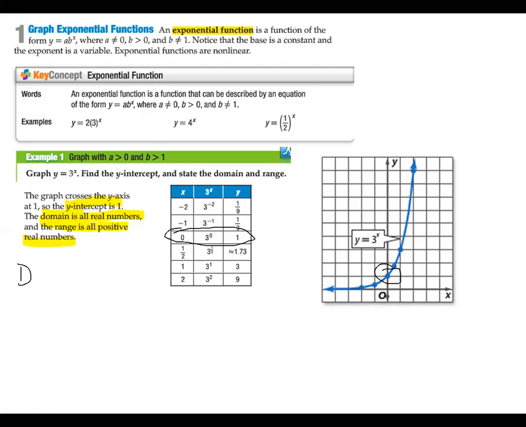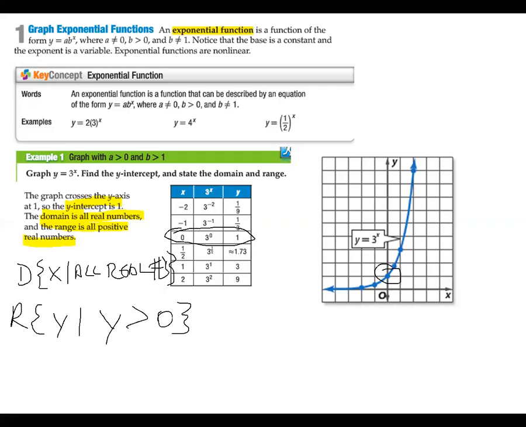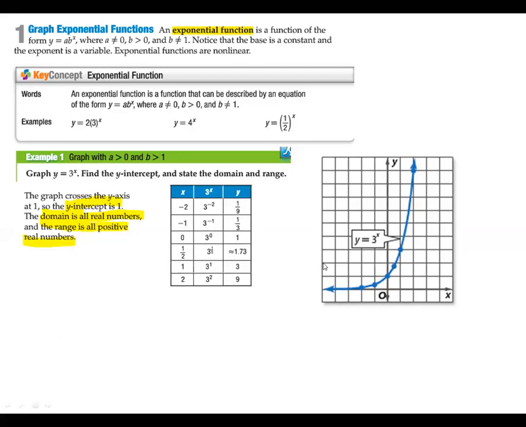The domain you could write like this: x such that x is all real numbers. And the range is y such that y is greater than 0. Because no matter what you put in, even if you put in a very large negative number, like 3 to the -15, or 3 to the -15 million, you're going to get an answer that's really, really small, but still positive. So there you go for that one.